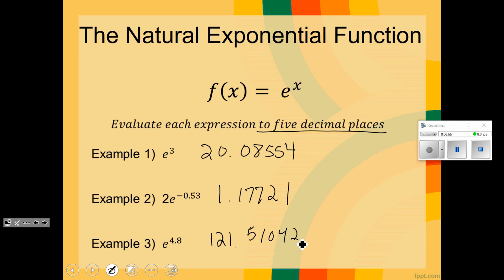121.51042. And again, everybody understands this would be the same thing as if we took that number, 2.71828, and raised it to that same number, okay? But we just use the letter E instead. Any questions about that? Everybody good?